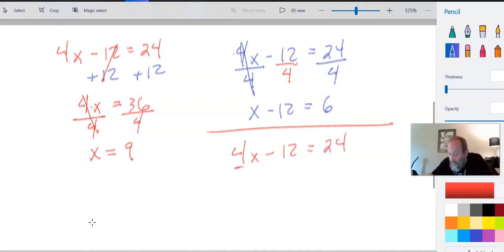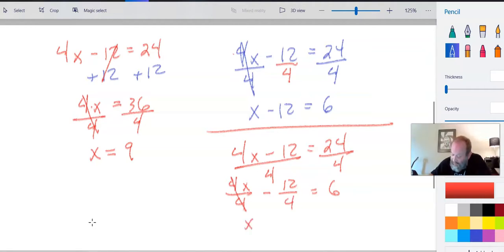if you were going to divide by 4, you divide the whole side by 4, right? That does give you your 6 on this side. This turns into 4x over 4 minus 12 over 4. And that cancels because 4 divided by 4 is 1. This turns into a 3, and I end up with x minus 3 is equal to 6. And now if I add 3, I get x is equal to 9, right? Which is what we got in the first place. But you have to divide the whole thing.